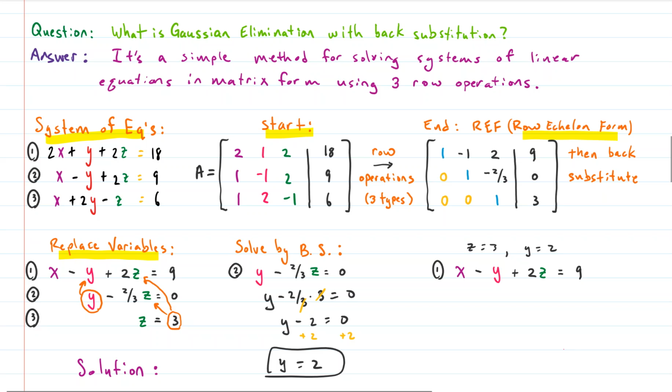So we have X minus, what is Y? Y is 2, plus 2 times Z. What is Z? 3. Equals 9. So again, we have 6 minus 2, which gives us a positive 4, equals 9. We can subtract 4 from both sides, and our 4's cancel on the left, and we get X equals 9 minus 4, which is 5. So our solution then is the ordered triplet, X equals 5, Y equals 2 and Z equals 3.